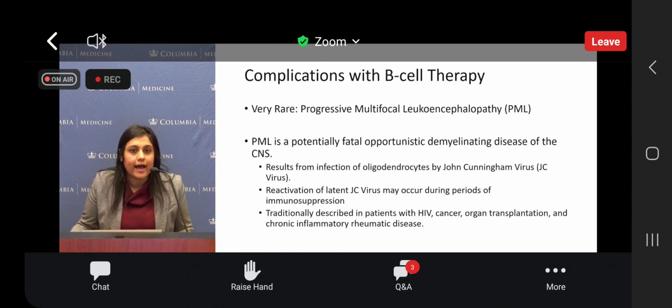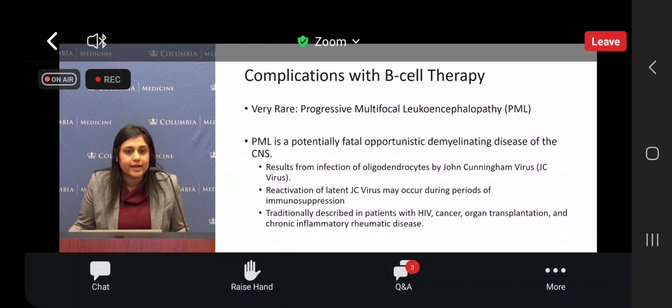But if PML were to happen, it's a fatal opportunistic demyelinating disease of the CNS, which results from infection of oligodendrocytes by JC virus. And reactivation of latent JC virus can occur during periods of immunosuppression. The literature has been primarily in patients with HIV, cancer, organ transplant, as well as chronic inflammatory rheumatic disease.